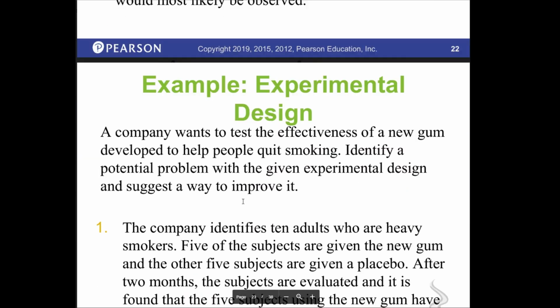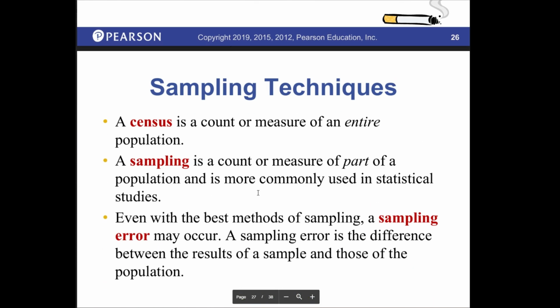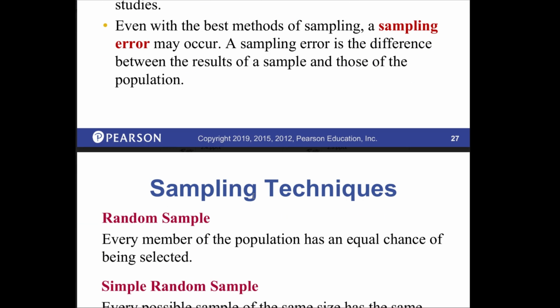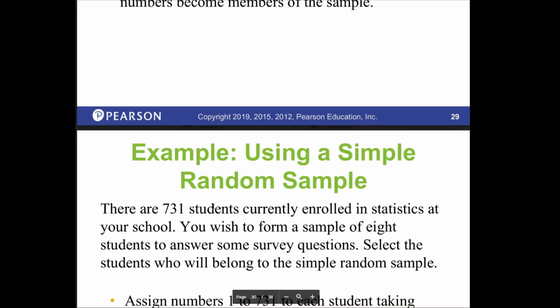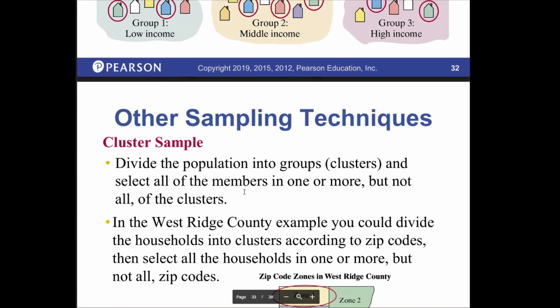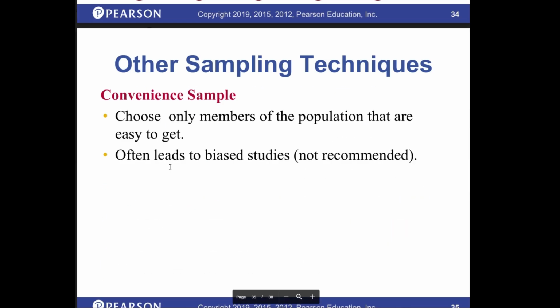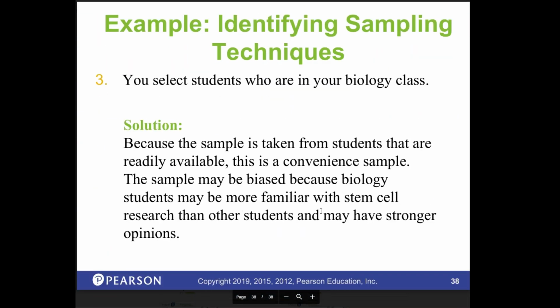replication, and then we got examples of those, of experimental design, and then we got sampling techniques, which were census, sampling, and sampling error, and then we got random sample, simple random sample, and then we got examples of those, and then we got stratified sample, and we got cluster samples, and then we got systematic sample, and a convenience sample, and we got examples of those. And this concludes lesson 1.3.